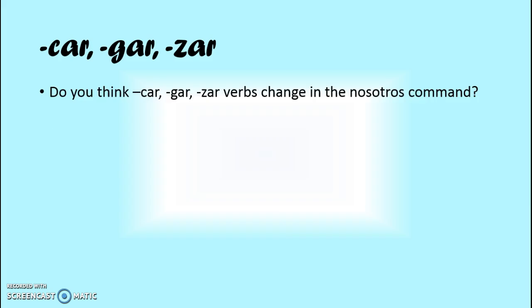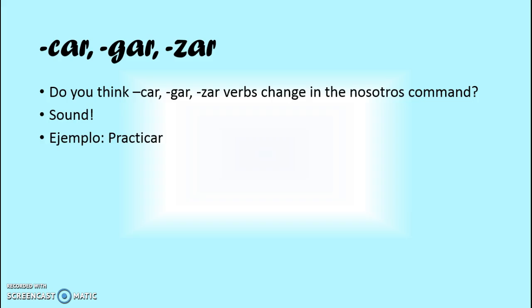Another thing that you do have to remember is car and zar verbs. Do you think that car and zar verbs change the nosotros command? Think about it for a second. They do, because of the sound. There is that opposite ending. So, for example, CAR makes the sound car, and if I change it to E, it would say SAR. And I don't want to do that. I still want to keep that K sound.